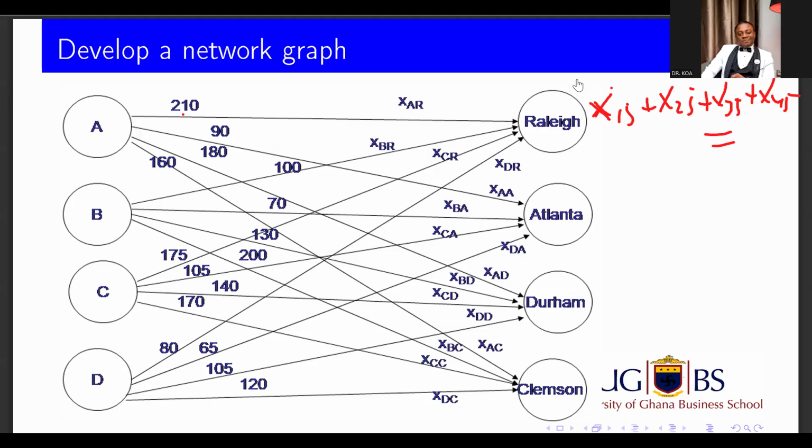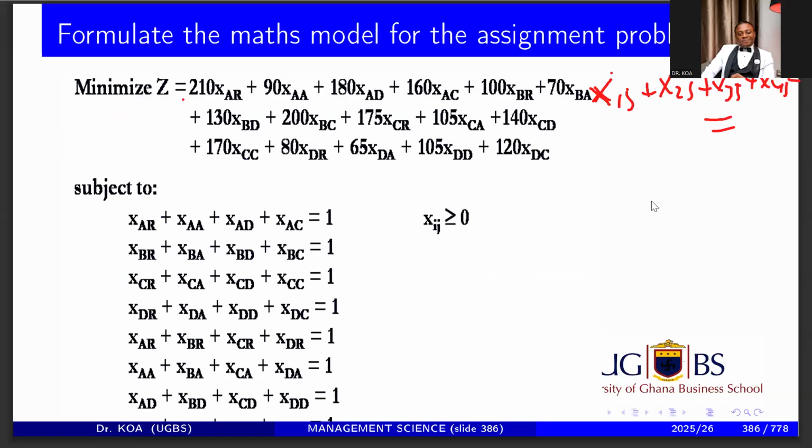Okay, equal to 1. That's how it is. So you set it up all equal to 1, and that's it. You're going to get something like this with your non-negativity constraint. So the assignment problem is very easy if you understand the principles. But that doesn't solve it.